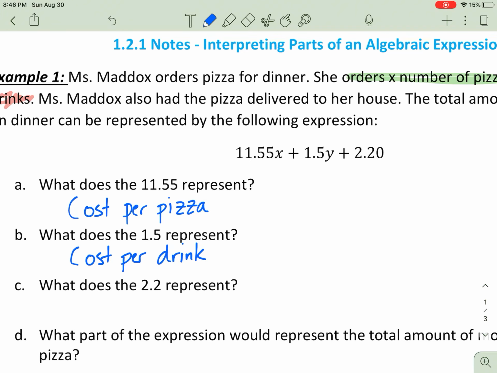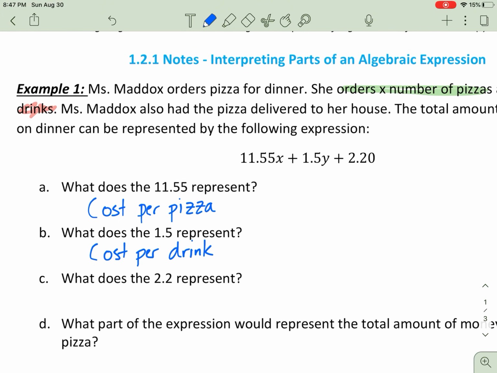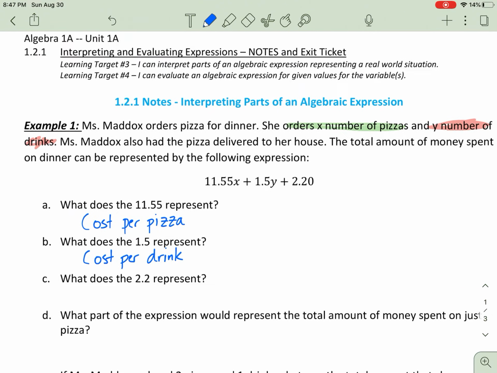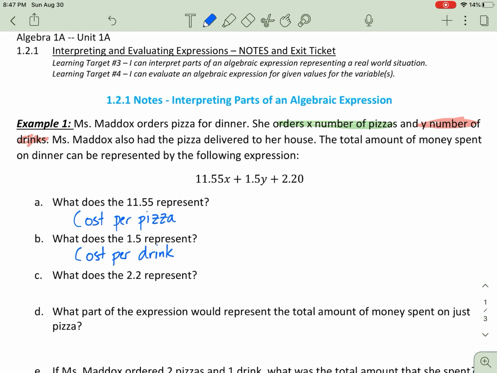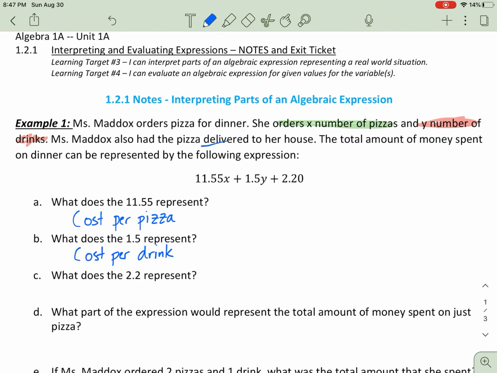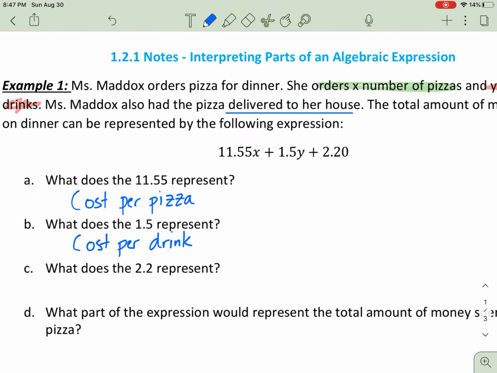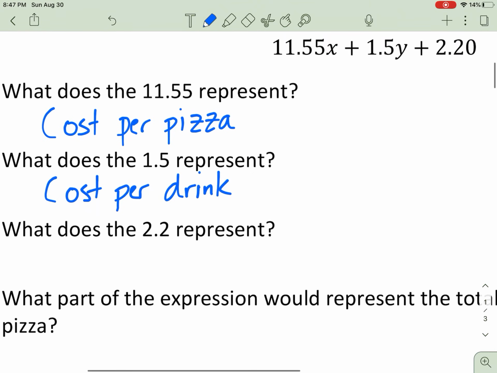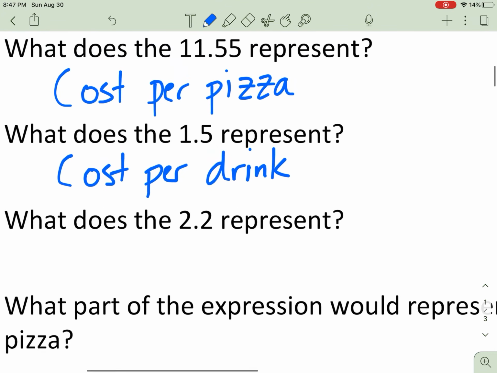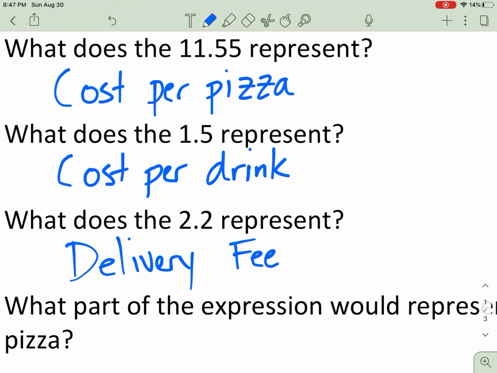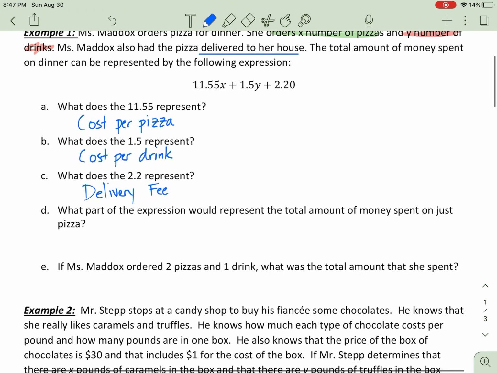What does 1.5 represent? $1.50. No kidding. But what does it represent, in terms of this problem? So what does the 2.2 represent? Well, it could be that she had the pizza delivered. Okay, so we're assuming here that it's not taxes or something along those lines, but I would guess that that is the delivery fee. As you know, there's typically a fee when you get something delivered.